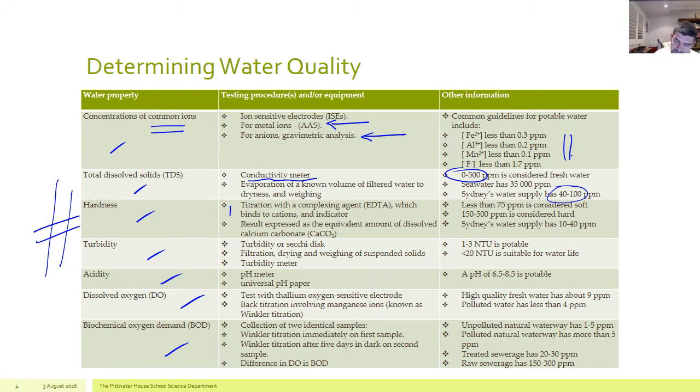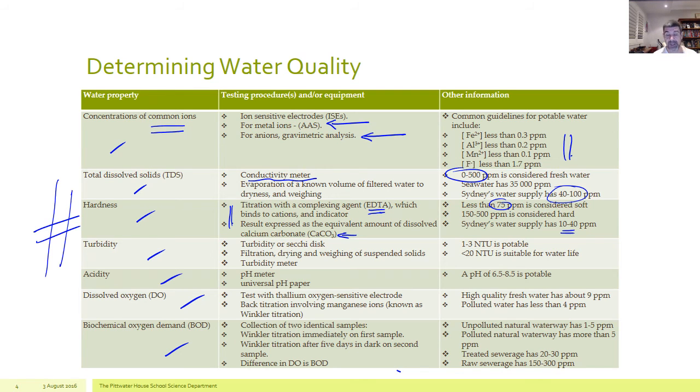Water hardness is a titration method, EDTA. You guys actually saw that at the University of Sydney when you had a look at the titration that was carried out there, just to identify the amount of ions that are contributors to hard water, and the equivalence measure is for calcium carbonate. And again, you can see less than 75 is what we want for soft water. If it gets above 150, then it's considered hard, and our Sydney drinking water is very low.